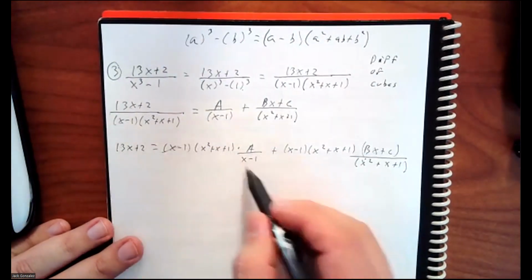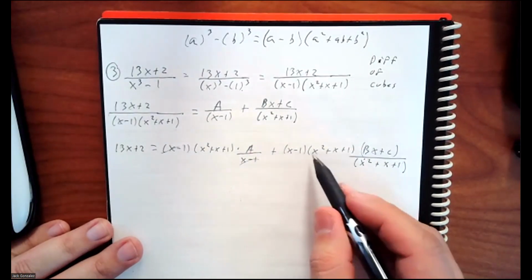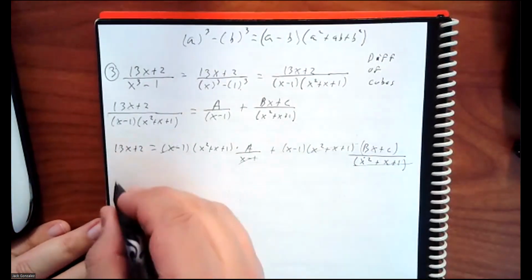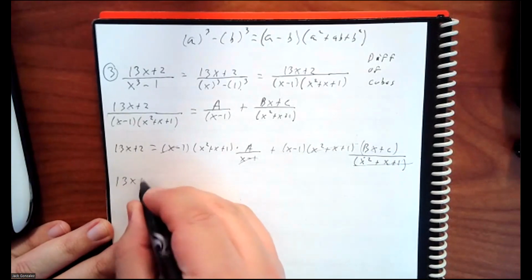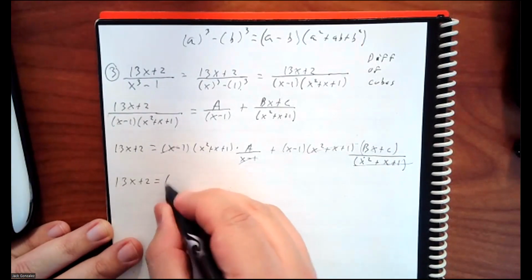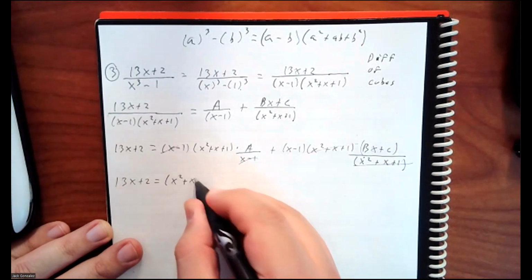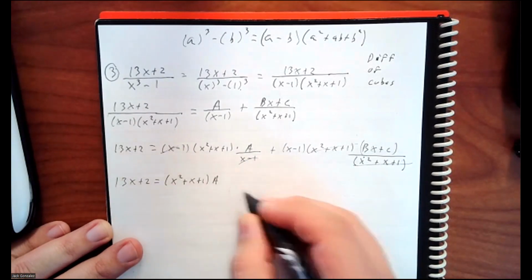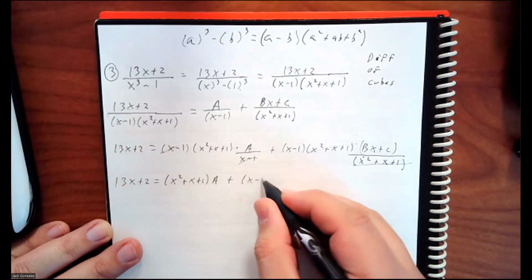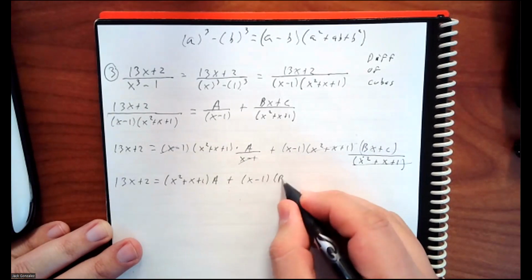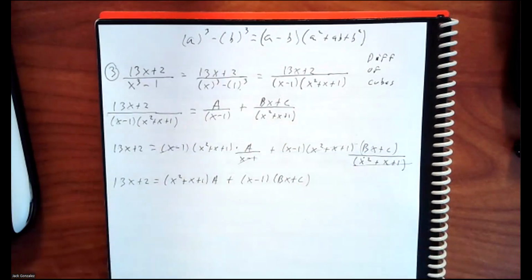So x minus 1 is gone. This garbage is gone. So we're left with 13x plus 2 equal to this plus x minus 1 times that bx plus c.